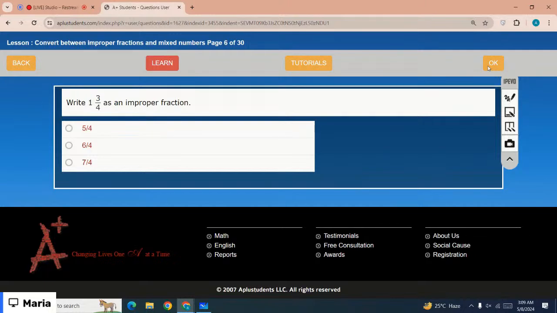Write 1 whole 3 by 4 as an improper fraction, which is the correct option. The correct option is 7 over 4.